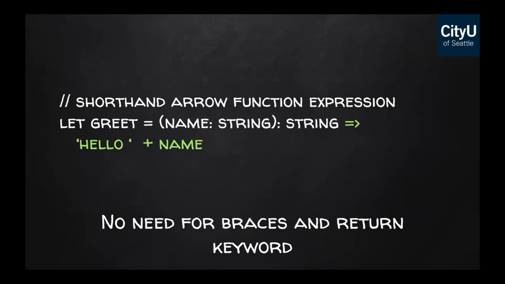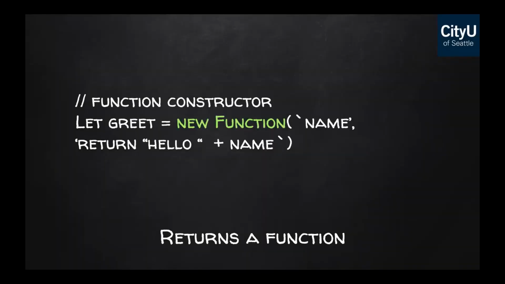Shorthand arrow function expression. This is an example where we can opt out of using the return keyword. And the new function constructor is not really important, because it just complicates stuff.